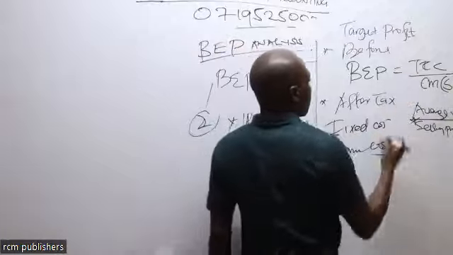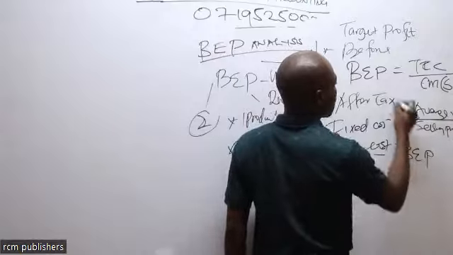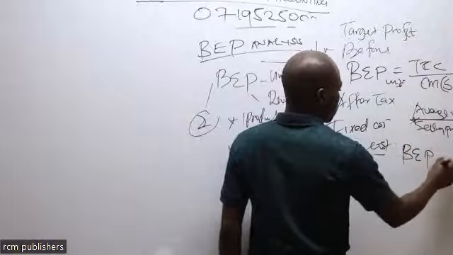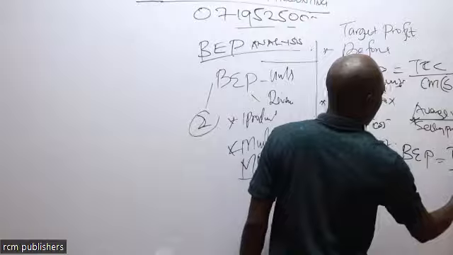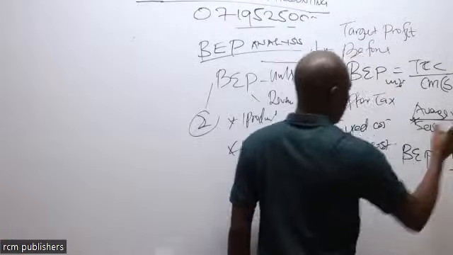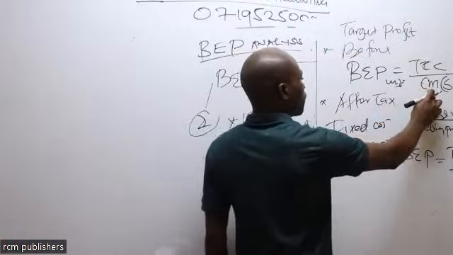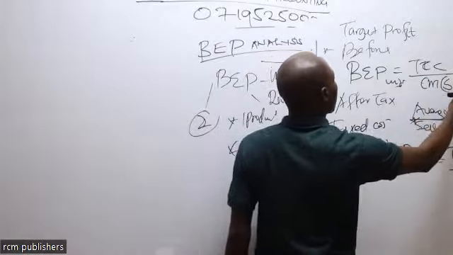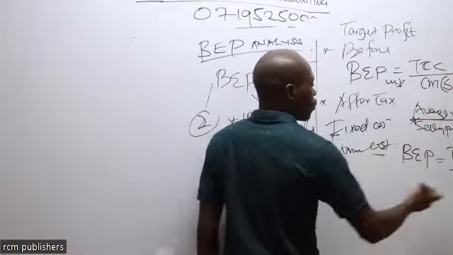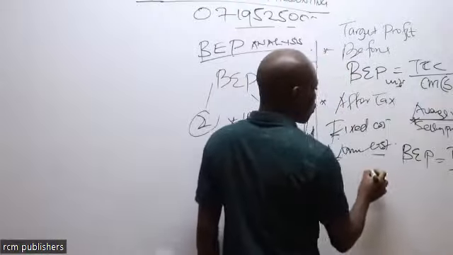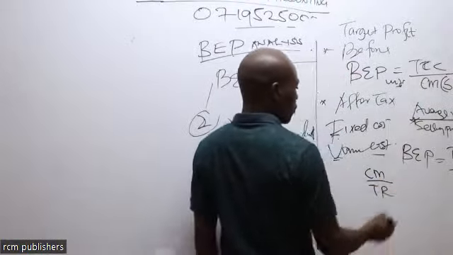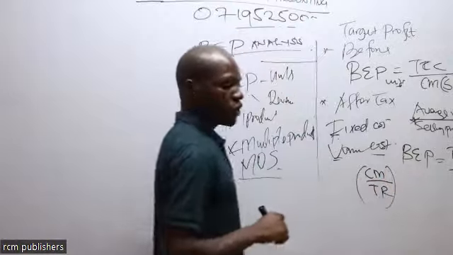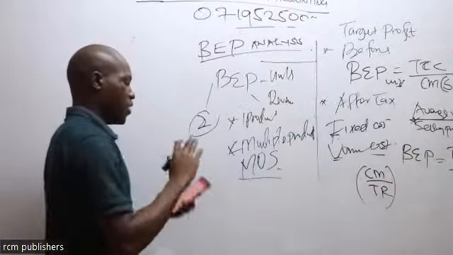So this one here, the break-even point, this one here is in units. In shillings, we are going to take total fixed cost over contribution margin ratio. The contribution margin, we have already said, is selling price minus variable cost. Contribution margin ratio will now be contribution margin over total revenue. That is what we need to have there.